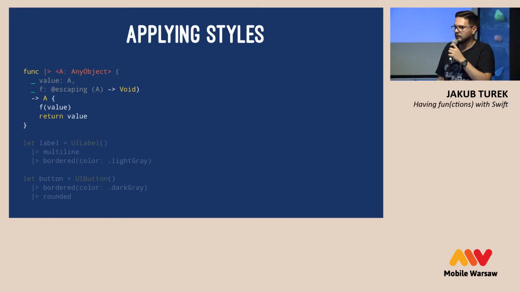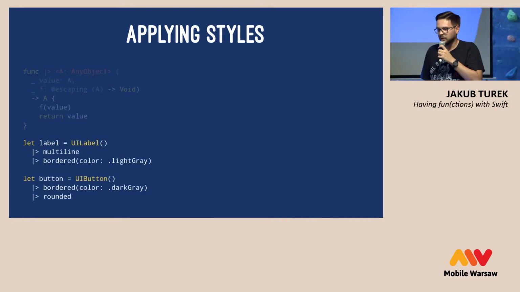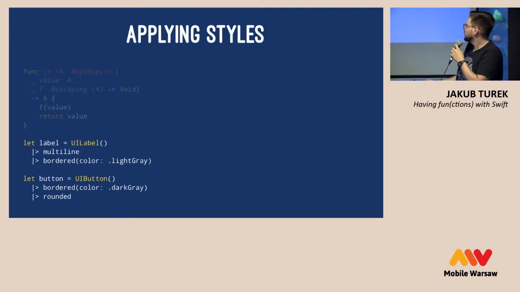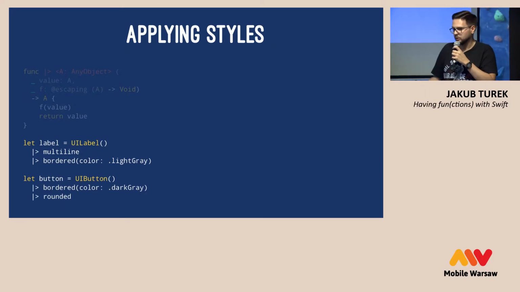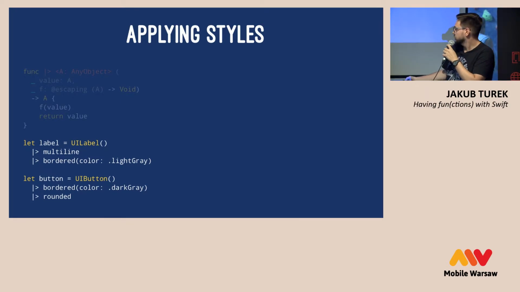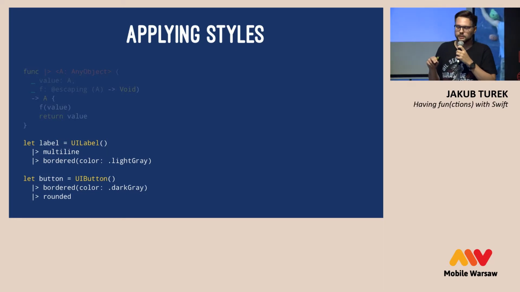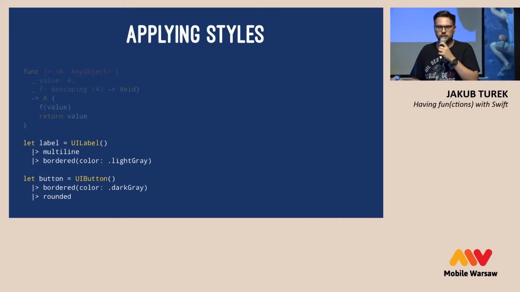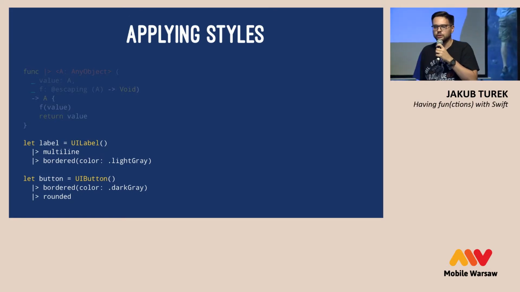And using that forward application operator, we can create our label, apply the multi-line style, and apply the bordered style. And what's very convenient about this approach is when we want a button and we want to create it like that, we can reuse the same style every given time. We don't have to copy-paste it. It's just a function that has a single implementation, and we can reuse it for different view types.